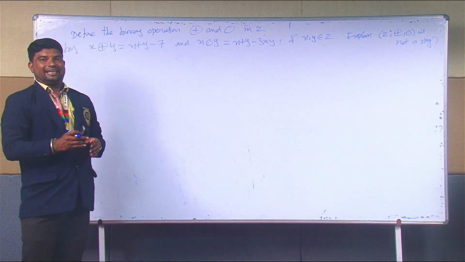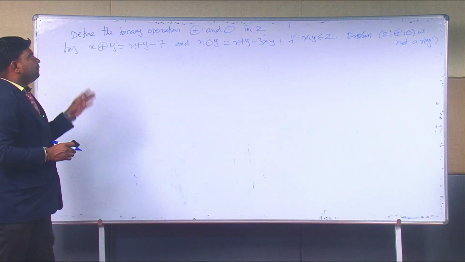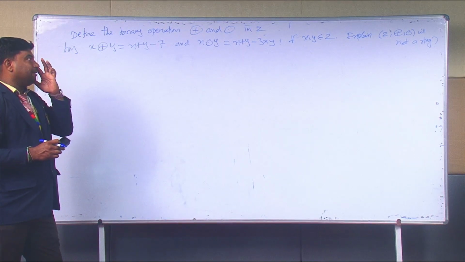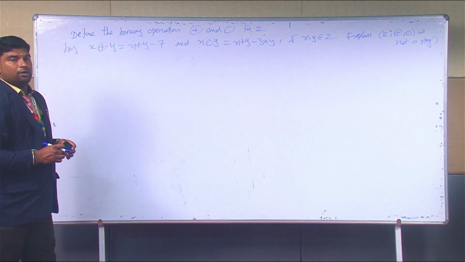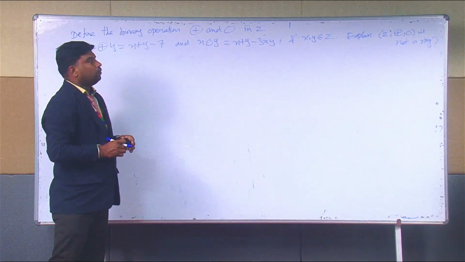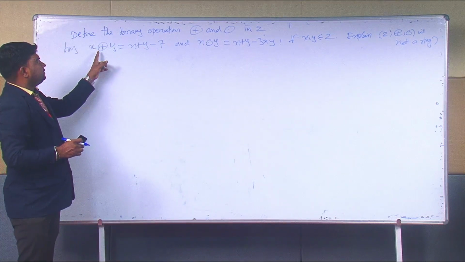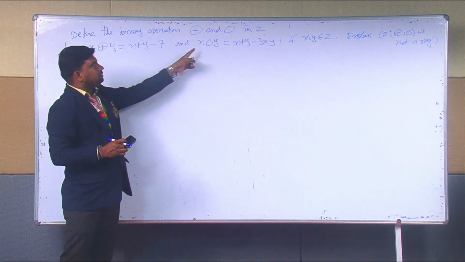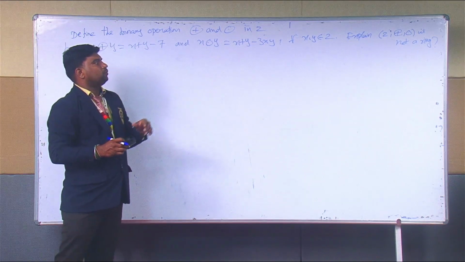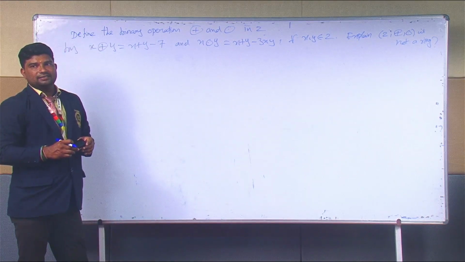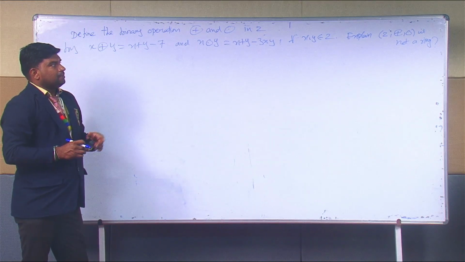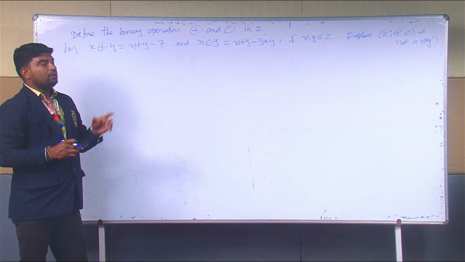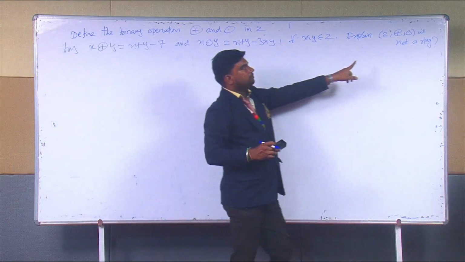So now the second problem: define the binary operations addition modulo and multiplication modulo in Z by x addition modulo y equal to x plus y minus 7, and x multiplication modulo y equal to x plus y minus 3xy, for every x, y belongs to Z. Explain that Z, addition modulo and multiplication modulo is not a ring.